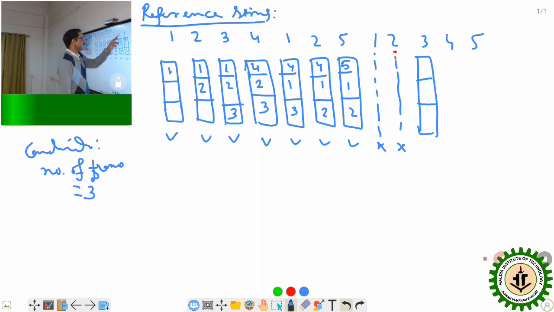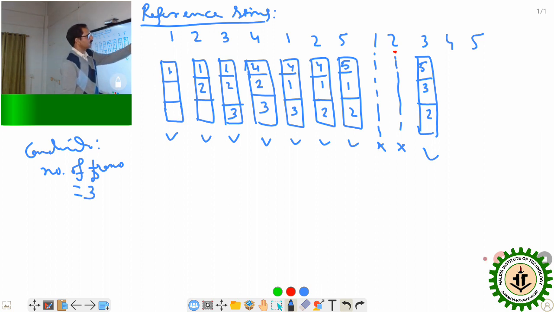Then 2, 3 is the oldest one, replaced by 2, 5. 4 is the oldest one, replaced by 5. Now 1 is the oldest one, which must be replaced by 3. So 5, 3, 2. So a page fault occurs. Now among these 3 pages 5, 3, 2, 2 is the oldest one.